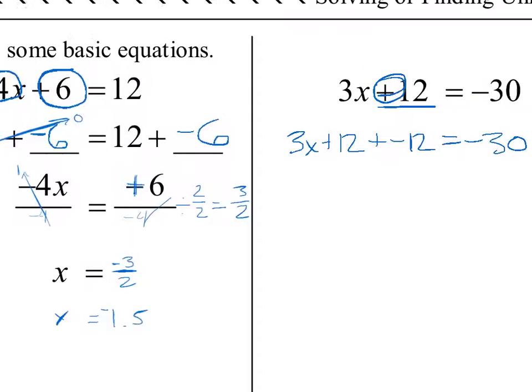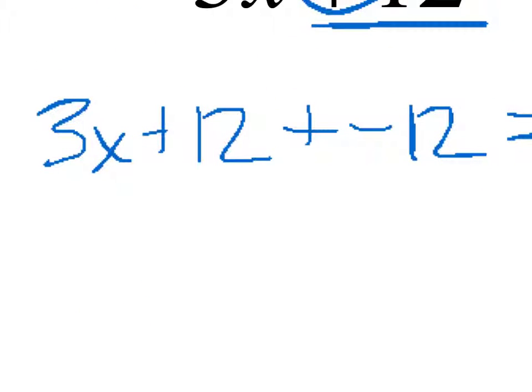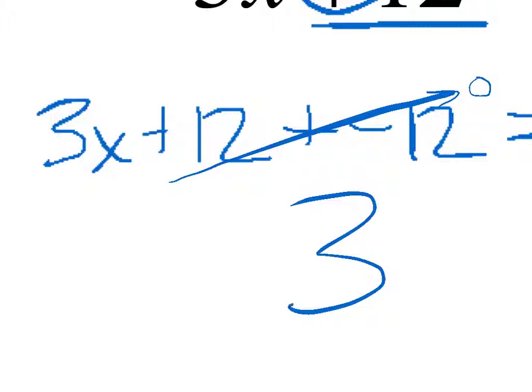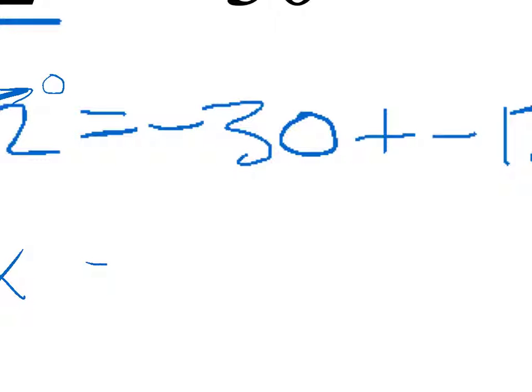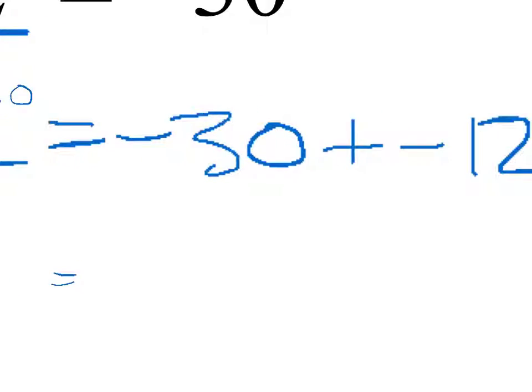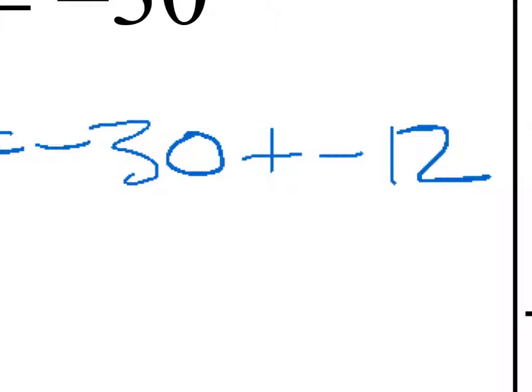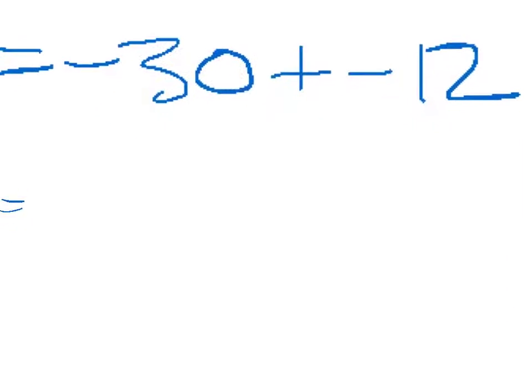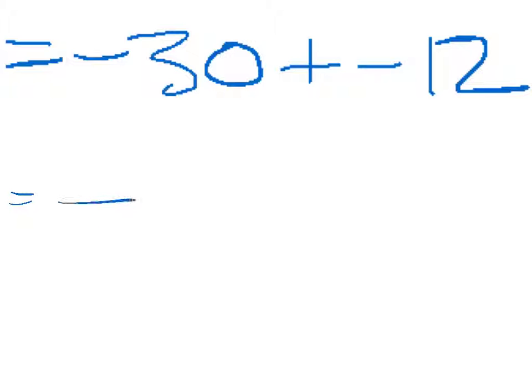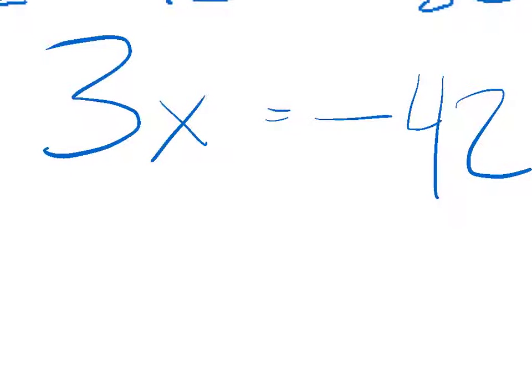So here now we just want to go ahead and simplify our sides here. Here I have 3x plus 12 plus negative 12. I can combine 12 plus negative 12, which is 0. And 3x plus 0 is 3x. Now I can come over to my other side and I can simplify here. I have negative 30 plus negative 12. That is negative 42. Like signs add. Take the sign of the larger number. Negative 42. And it's like I have a brand new equation.